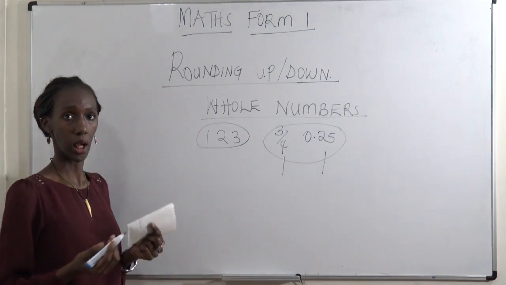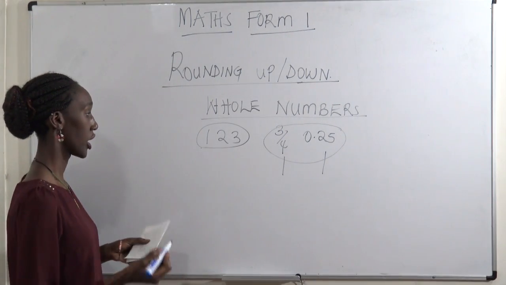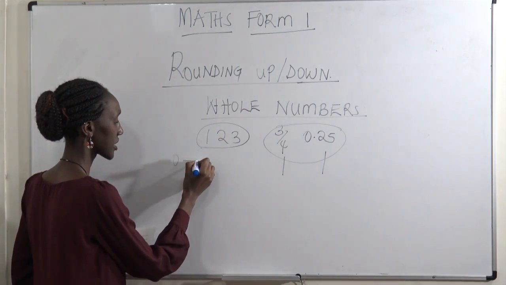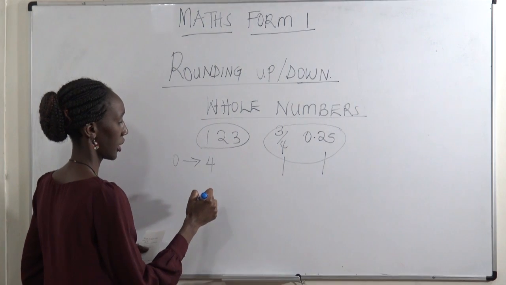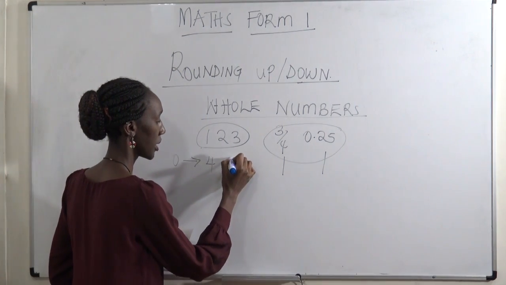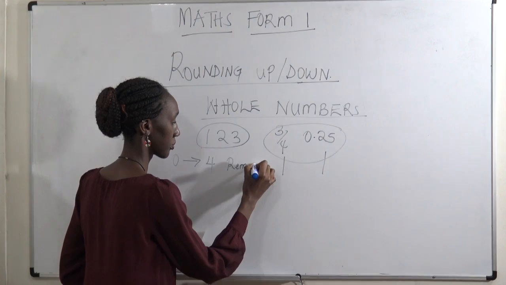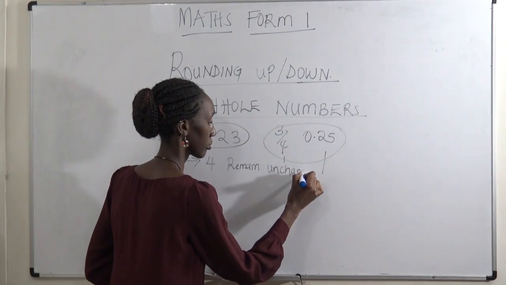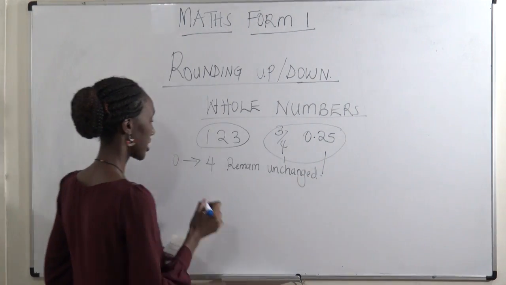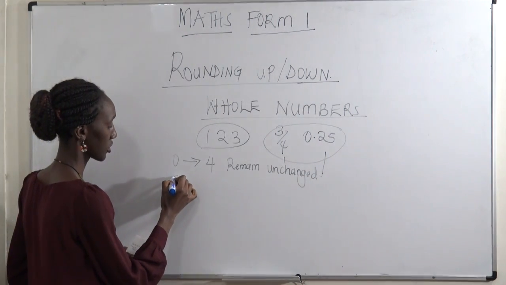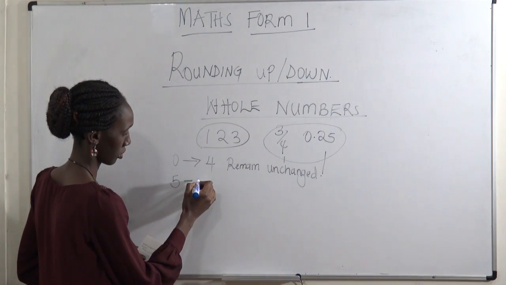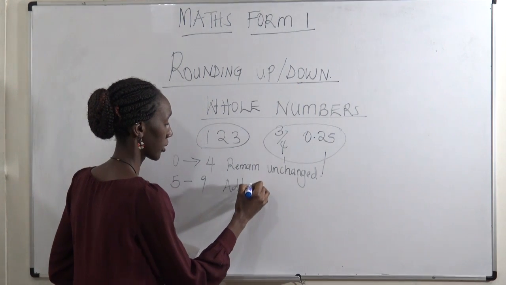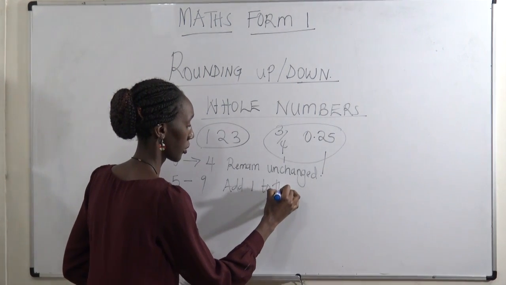So for me to round up whole numbers, this is what is going to help me. If I have any number from 0 that extends up to 4, the next number will remain unchanged. But if I have any number that is from 5 to 9, I'm going to add 1 to the number.